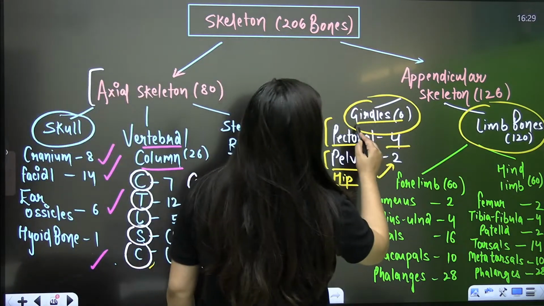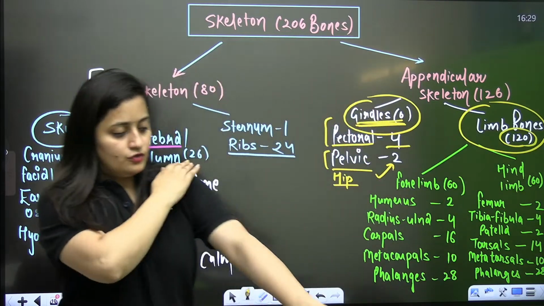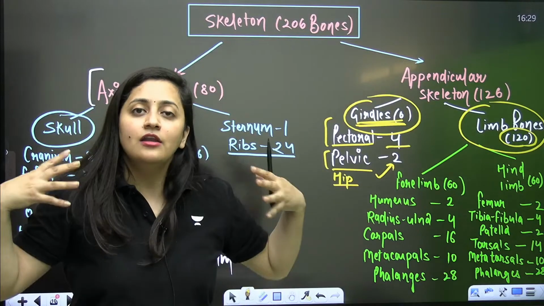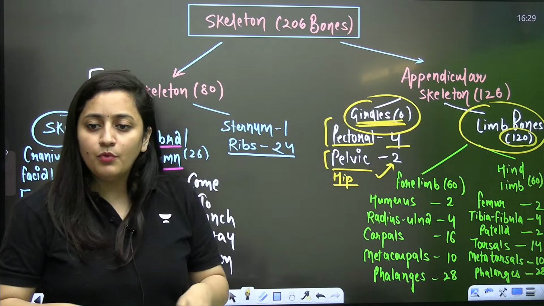So a total of 6 bones are there in girdles. The remaining 120 make up the limb bones. So 30 bones here, 30 bones here. Total 60 bones are there in our forelimbs. Total 60 bones are there in our hind limbs, in both the hind limbs.